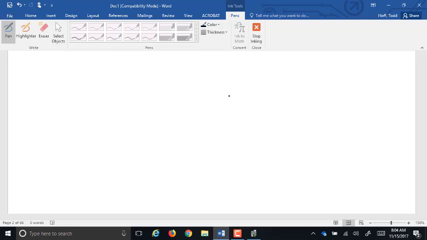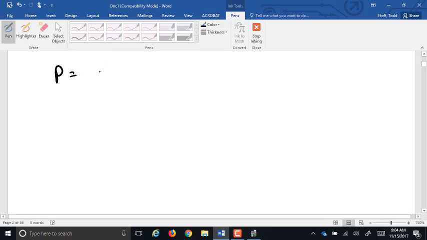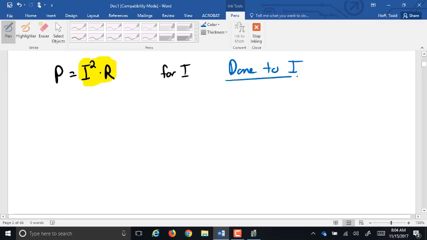Yep. So let's try one. Power is equal to current squared times resistance, and we're going to solve this for I. If we look at this, what has been done to I? So we're looking at the side with the I. I has been squared, definitely. And then times resistance. So to take it apart, we're going to divide by resistance. Remember, we've got to go backwards. Take off the last piece first. Divide by the resistance. So P divided by R equals I squared.